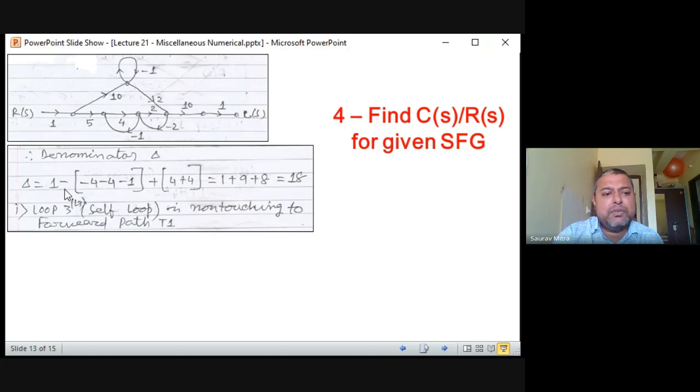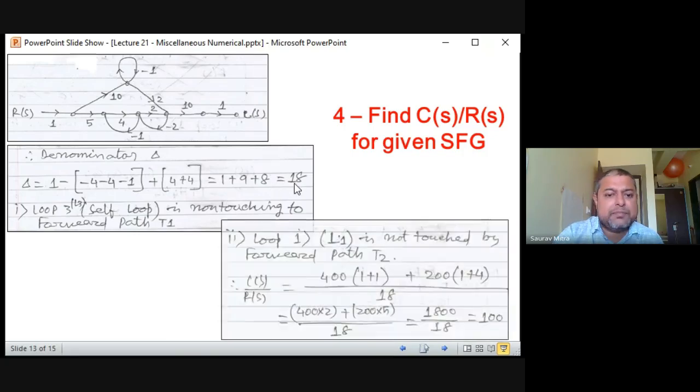So delta, I have found as 1 minus of minus 4 for this, minus 4 for this, and minus 1 for this. So this is 1 minus all these things, plus these two are non-touching, so this is making 4. These two are non-touching, this is making another 4. So if you add all this, it becomes 18. And see these two terms. What is 400? This is the path which has a gain of 400, multiplied by 1 plus 1, because of the non-touching loop. So this is 1 minus of minus 1, that's why it is becoming 1 plus 1.